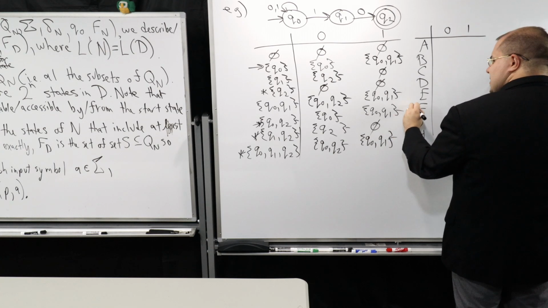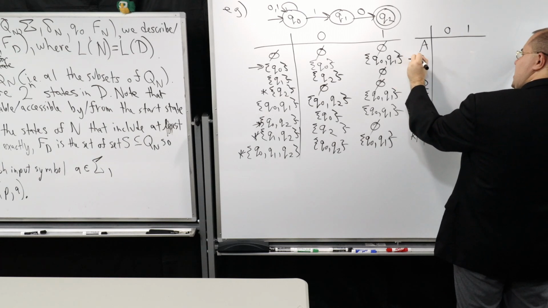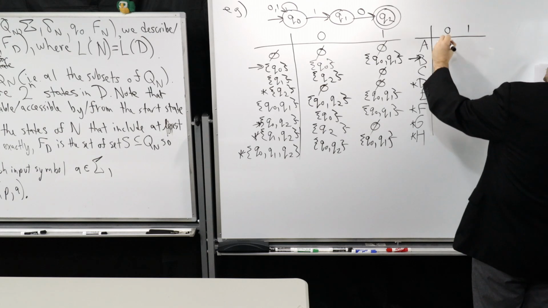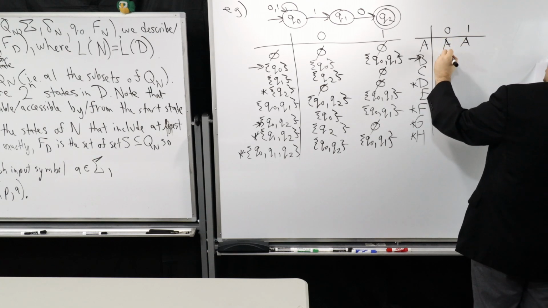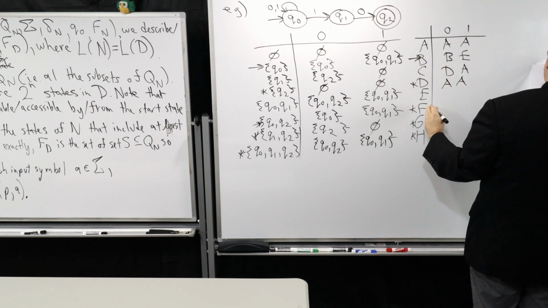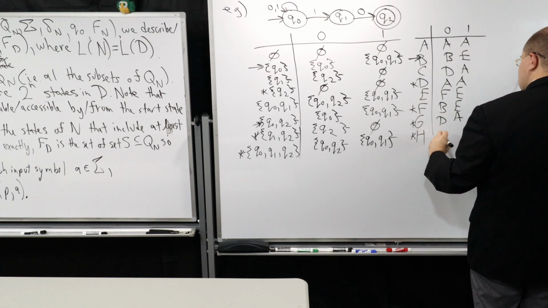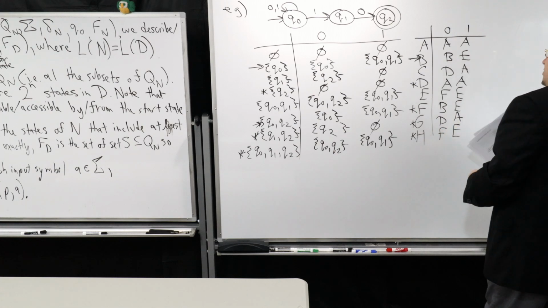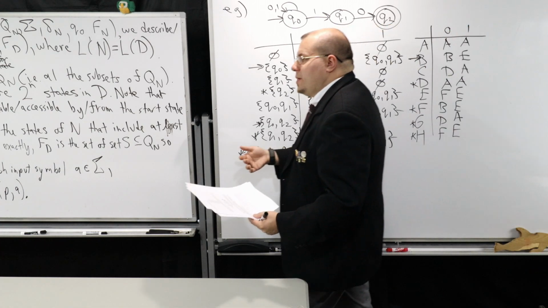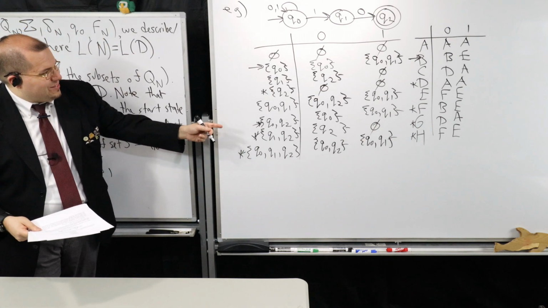So I think it's these last 3 here. Then D, I think, is a final state, and B is a start state. A, B, E, D, A, F, E, B, E, D, A, F, E. So this is an equivalent transition table if you don't really like those labels over here.